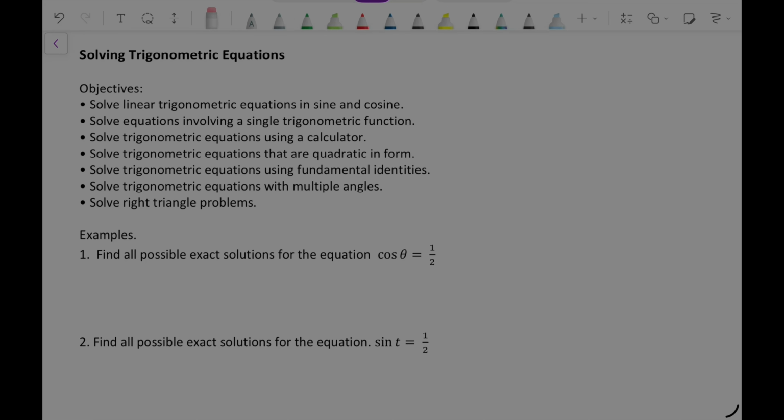We're going to rely on the unit circle, we're going to rely on identities, and we need to be able to identify all solutions and solutions in specific intervals. So first things first, let's just get a picture here of what it is that we're looking for when we're solving. So we're going to start with simple equations. The first one we're looking at is the cosine of theta is equal to 1/2.